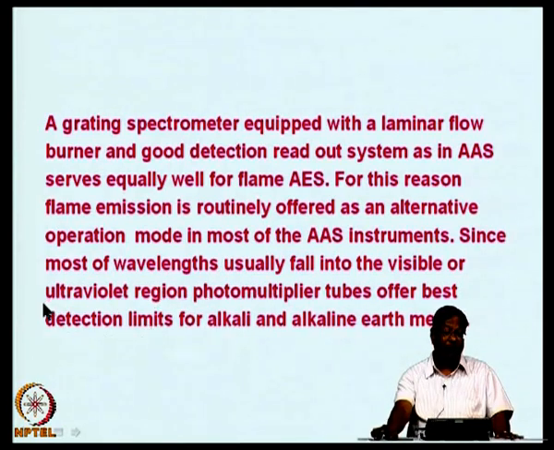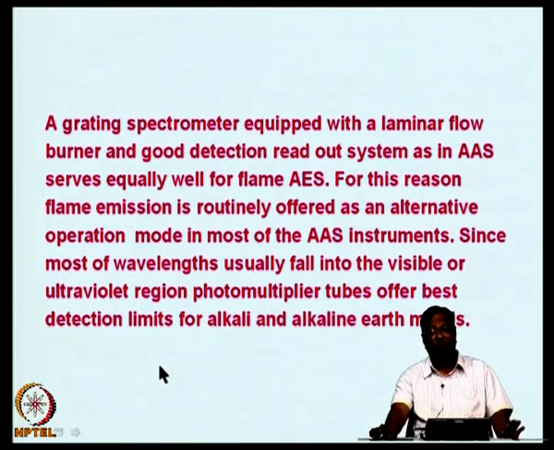I showed you a slide in the beginning of this lecture when I was discussing the ratio of the excited atoms to the ground state atoms, where the wavelengths also I had indicated on the x axis. And usually photomultiplier tubes offer the best detection limits for alkali and alkaline earth metals.